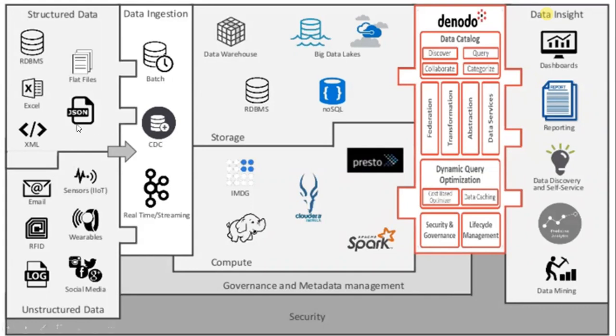Here, we can see structured, unstructured, and semi-structured data on the left-hand side. It gets ingested into big data system where it gets stored and processed upon. Data catalog exposes this information to data marts. Data marts can do further exploration like visualization, reporting, etc.